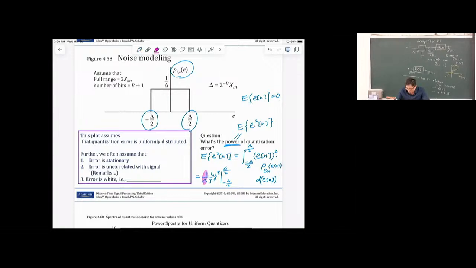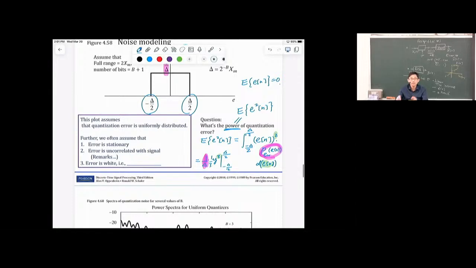So this part, 1 over delta, is this part. The density function is a constant, right? Did everyone see that? And then we have the square over there for integration, so that's why we have the third power right here. Make sense? I'm going a bit fast, but it's pretty straightforward. This is the way you calculate the noise power.